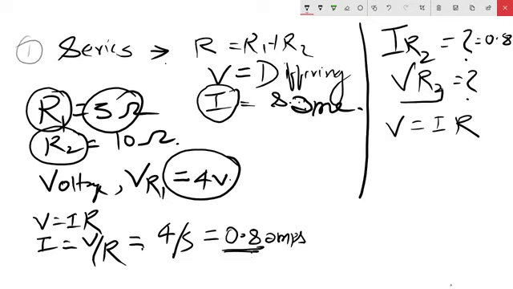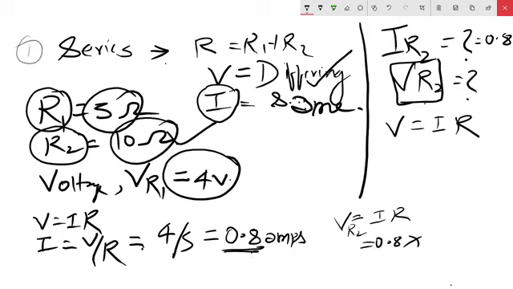Now, VR2 is differing, as I told you. For finding the VR2 value, VR2 is equal to IR again. I know the value is 0.8, and the resistance given is 10. So 0.8 times 10 will come to 80 volt, sorry, it will come to 8 volt. So this will be your answer.